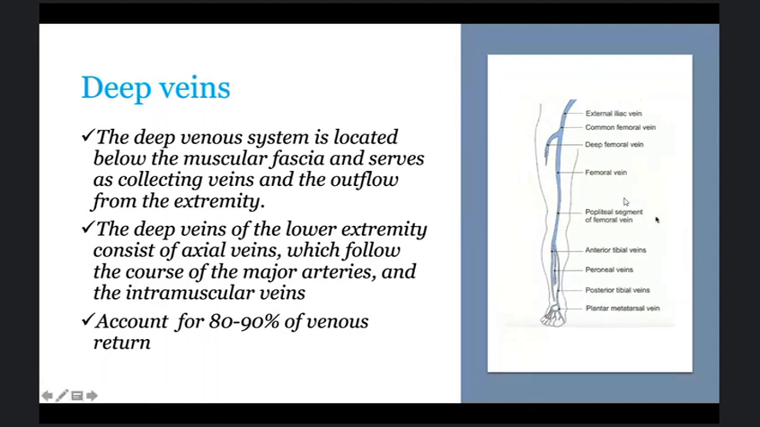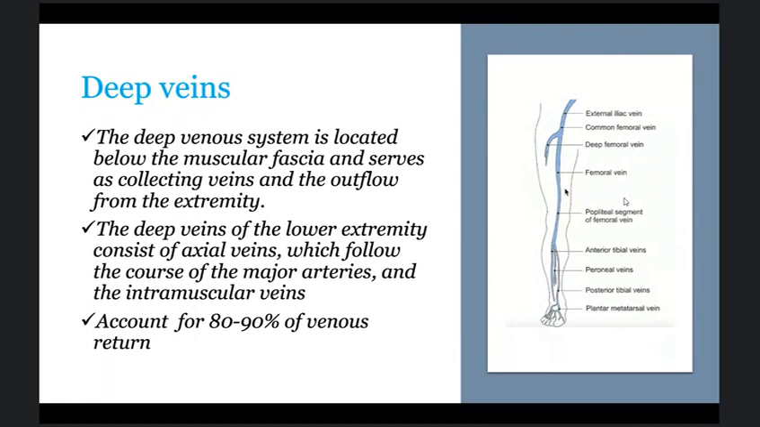Axial veins accompany the axial arteries. We have common femoral artery and common femoral vein, superficial femoral artery and superficial femoral vein, deep femoral artery and deep femoral vein, popliteal artery and popliteal vein, and so on. Anterior tibial artery, anterior tibial vein, and so on. These are the deep veins, which follow the axial arteries.